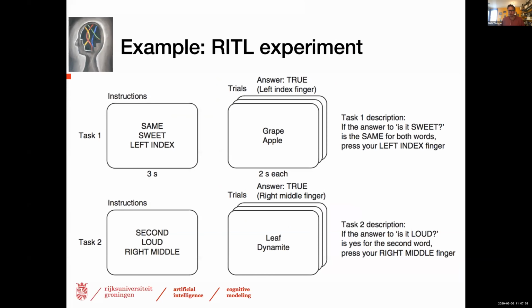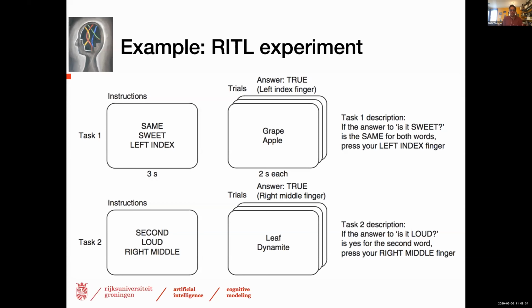People see an instruction on their screen, and it consists of 3 words. So it's something like same, sweet, and left index. And they are taught that they should interpret this in a certain way. And that is on the right: if you see same, sweet, left index, you have to interpret that as, if the answer to is it sweet is the same for both words, then press your left index finger. And then after people have studied this instruction, they actually see the 2 words. So they see, for example, grape and apple, and then they have to be ready to immediately do this task because they have limited time to give an answer.